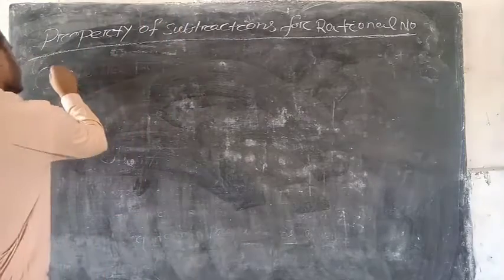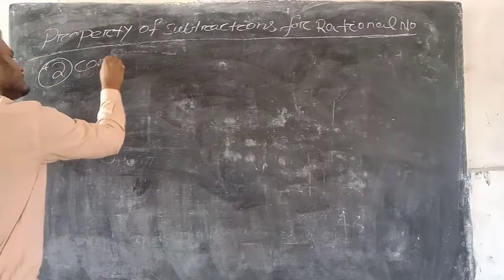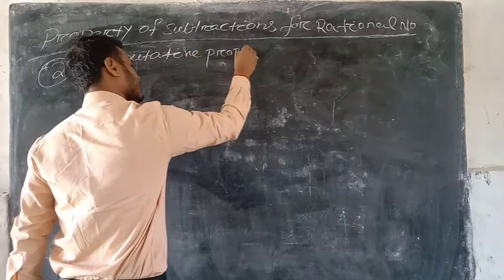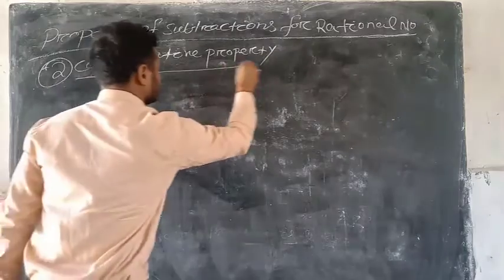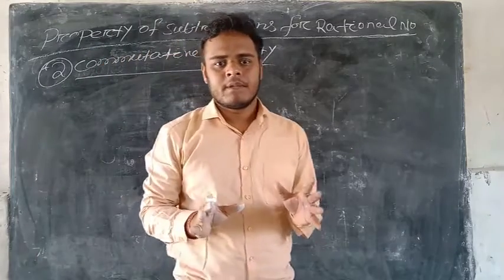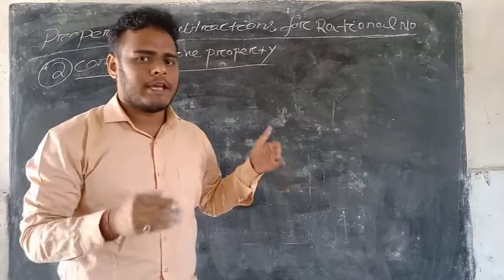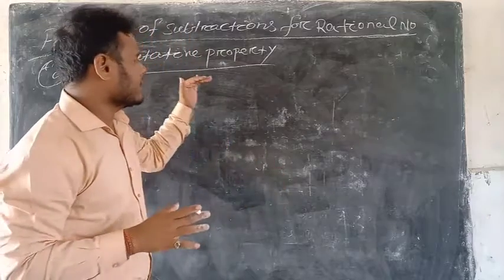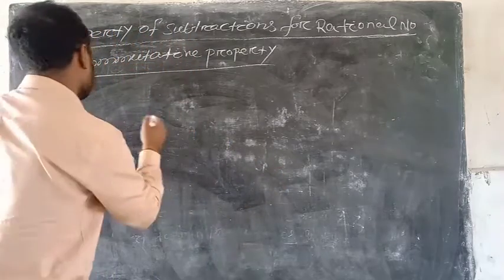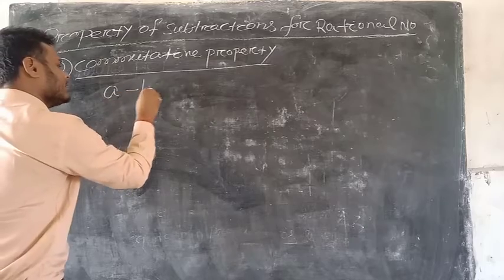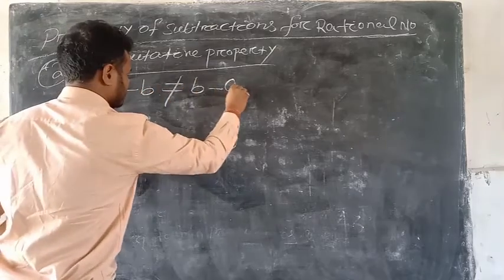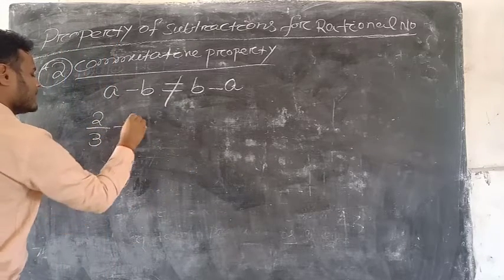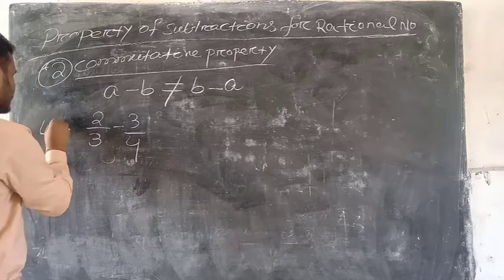Now the second property, that is the commutative property. For the commutative property, we may subtract in any order and the result will be the same, but subtraction never satisfies the commutative property. So we will check here. A minus B is not equal to B minus A. We all know this. Now we will check 2/3 minus 3/4. This is the LHS.